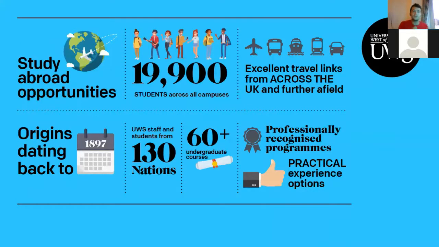At UWS, we have study abroad opportunities, with over 140 partner universities just in Europe and more further afield, with just under 20,000 students at all of our campuses. We have excellent travel links across the UK and further afield. We have 60+ undergraduate courses, which cover a wide range of different disciplines, ranging from computing to life sciences, physical sciences, nursing, and much more. Also, we have professionally recognised programmes and practical experience options to make sure you have that employability before you graduate.